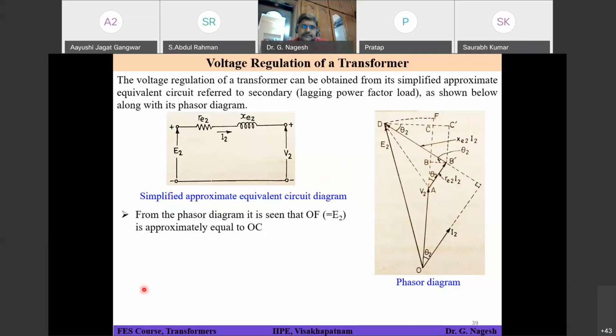You're trying to do it, right? Yes, sir. Yeah. So please find the value of OC from this phasor diagram.